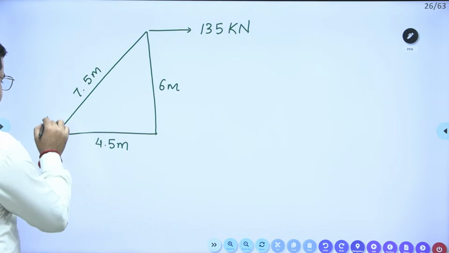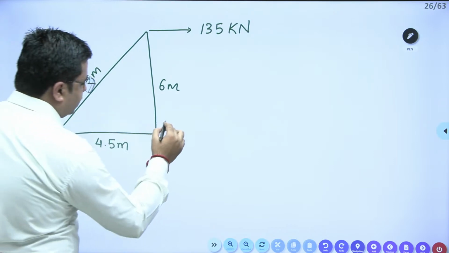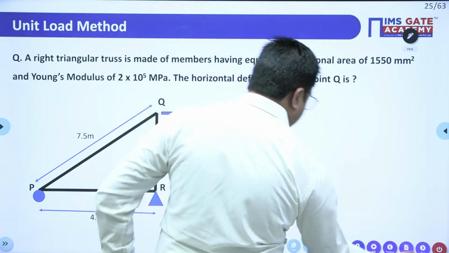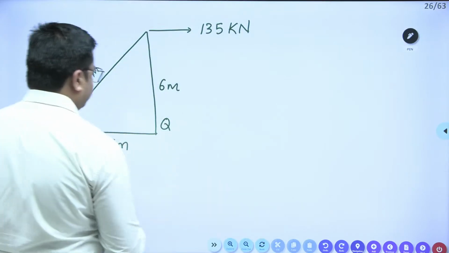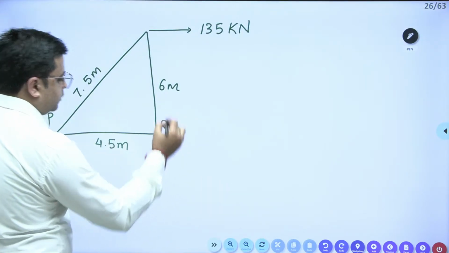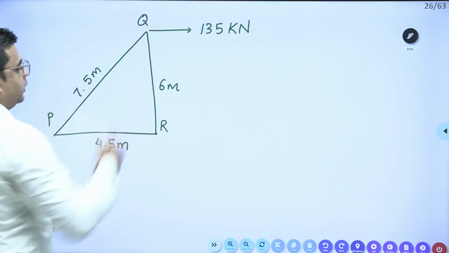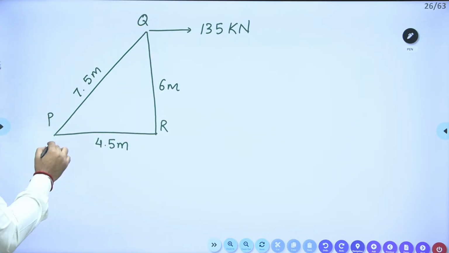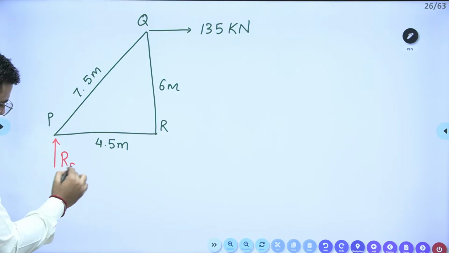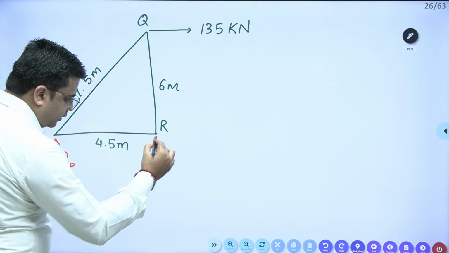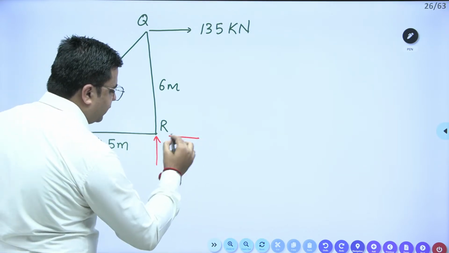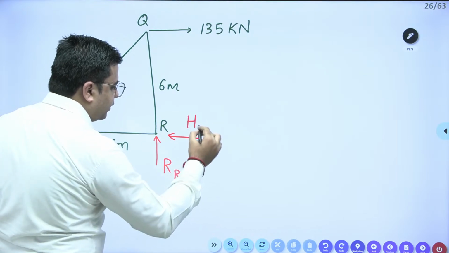This is my point P and this is my point R. This is Q. I have one vertical support reaction at P. This is my RP and this is my RR. And then I have one horizontal reaction HR, right?